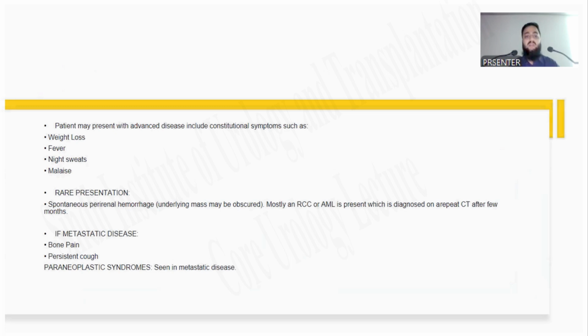Patients with advanced disease may present with constitutional symptoms such as weight loss, fever, night sweats, and malaise. Rare presentation: spontaneous perirenal hemorrhage, where the underlying mass may be obscured. Mostly an RCC or AML is present, which is diagnosed on a repeat CT after a few months. Metastatic disease can present with bone pain, persistent cough, or paraneoplastic syndromes.